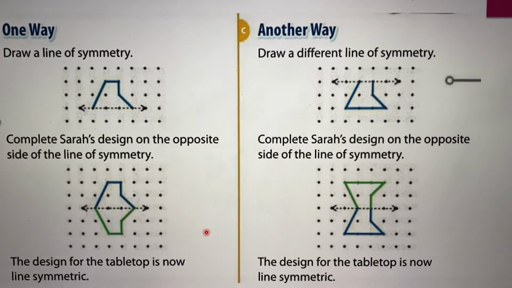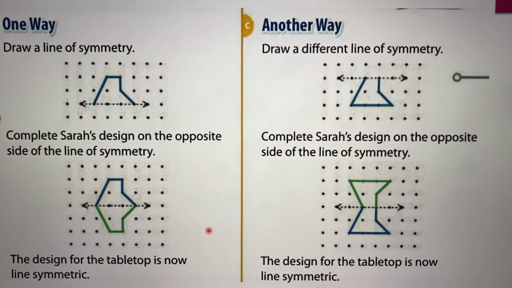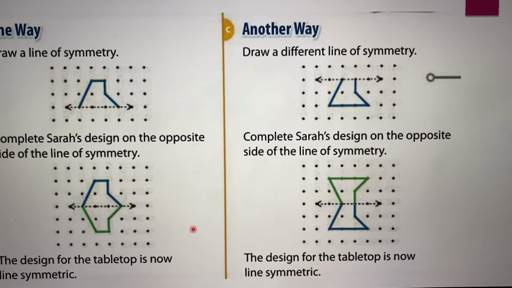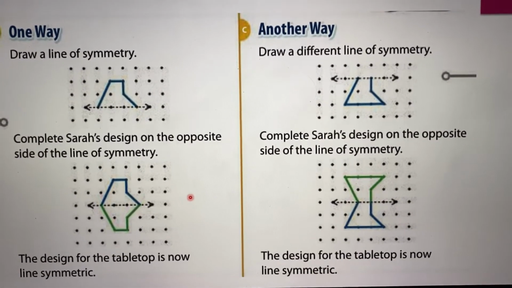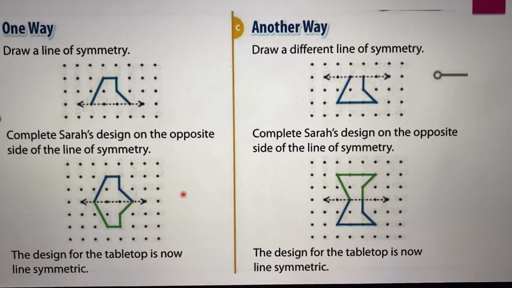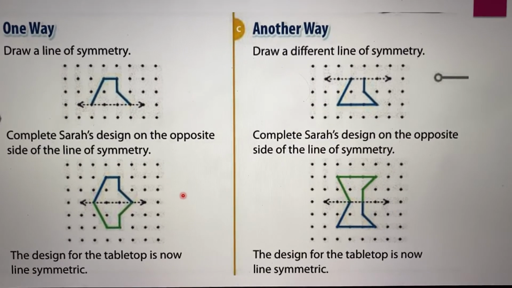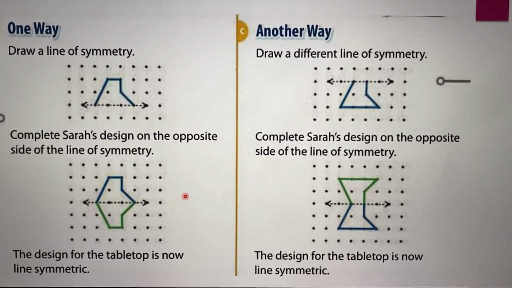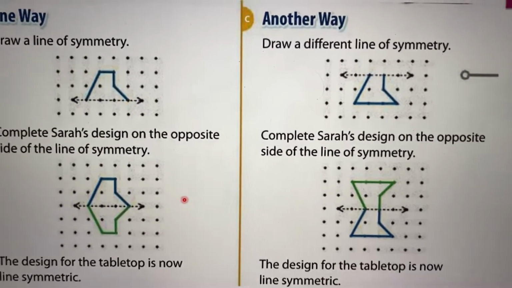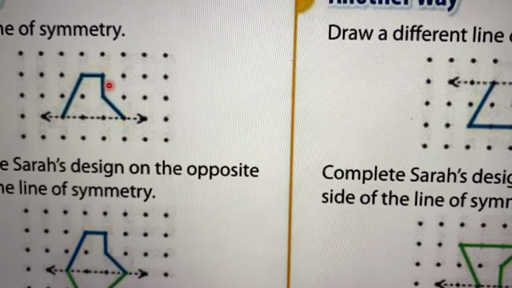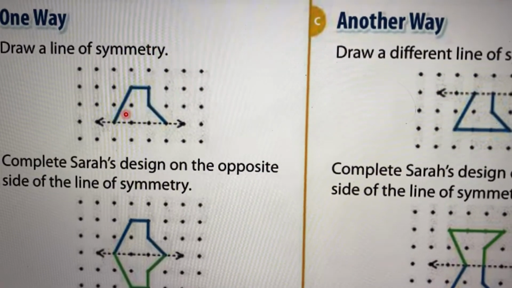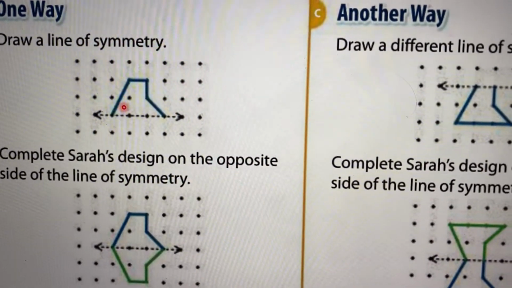Now today's lesson is very easy and very simple. If I want to draw a line of symmetry, okay, I must have the same shape on the other side. The same shape on the other side exactly, okay? But we have to draw it on the opposite side. How? Look here, I have this shape. To complete the design, I will draw the same one down.